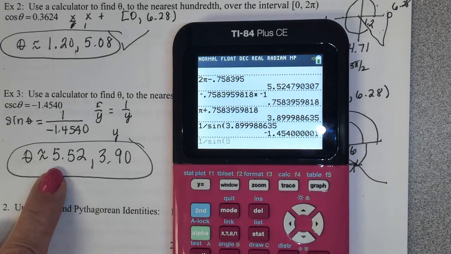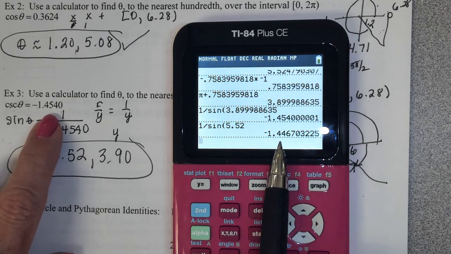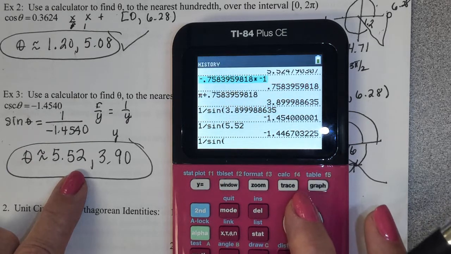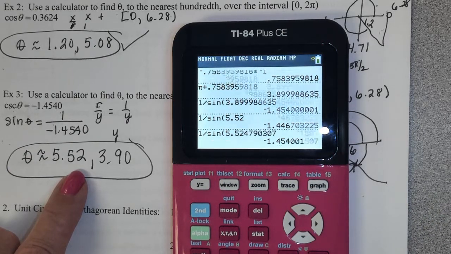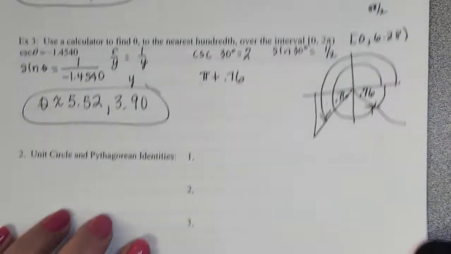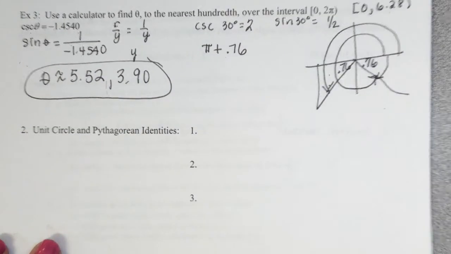Now again, this is a rounded one, so it might be a little bit off. -1.4, see how it's off? If I had used the exact one, -1 divided by sine, go back up here and get this exact one, now it's going to be better, -1.4540. Okay, but because we're rounding to the nearest hundredth, these are the correct answers.